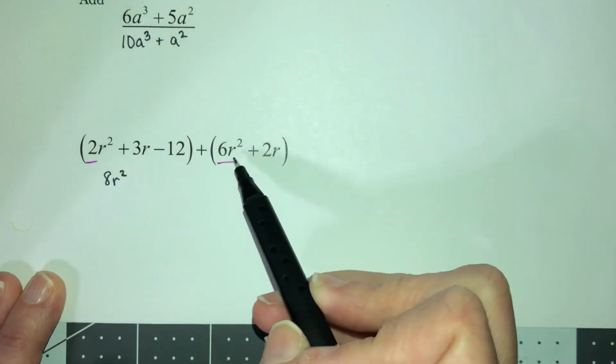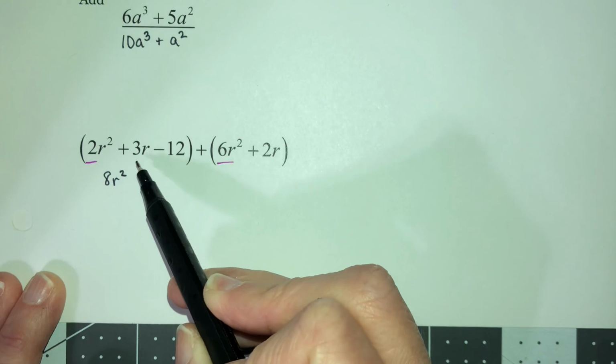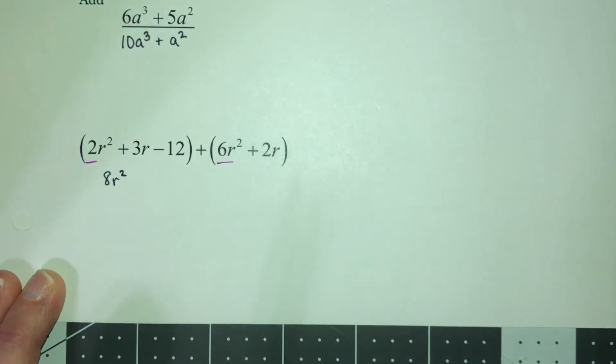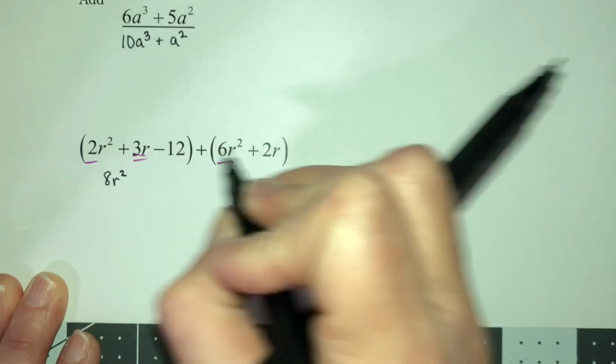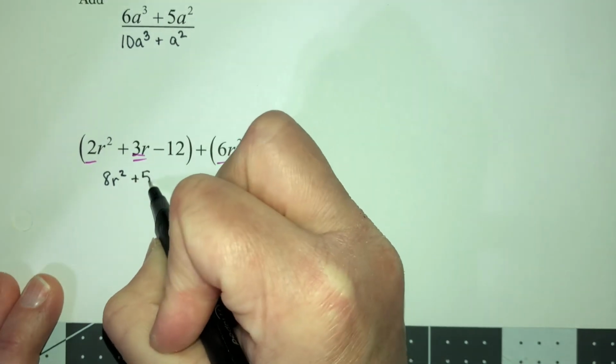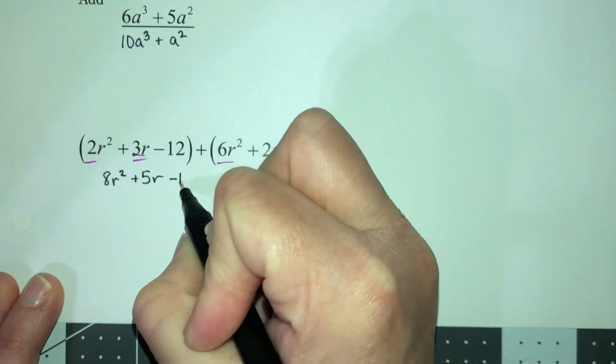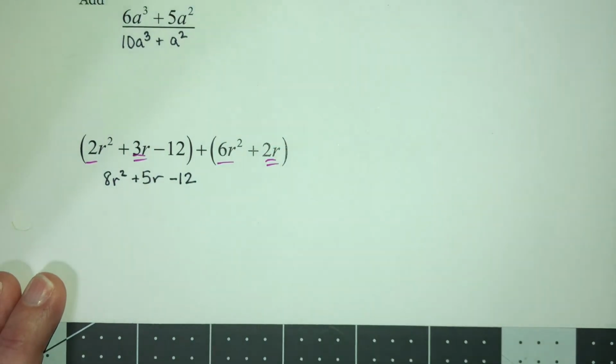Okay, so we've combined those. Now let's go to our next largest exponent, which will be the first power here. 3r plus 2r. 3 plus 2 would be 5, so plus 5r. And then there's nothing to combine the minus 12 with, so it just stays around. And that would be my answer.